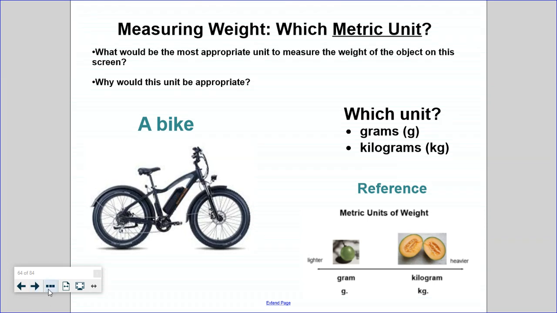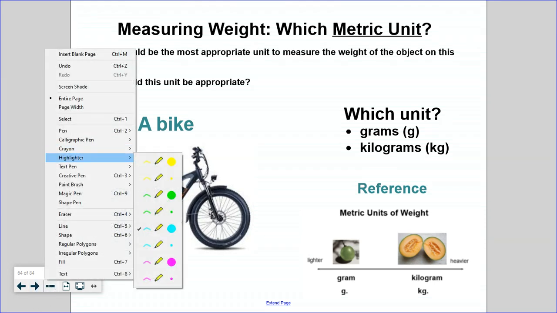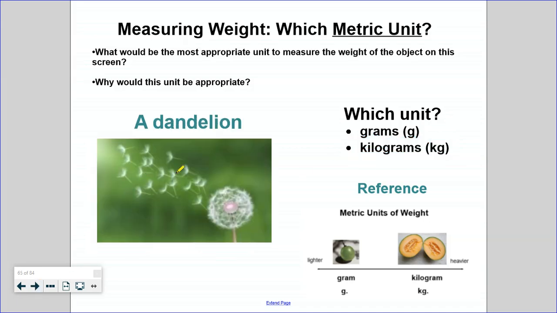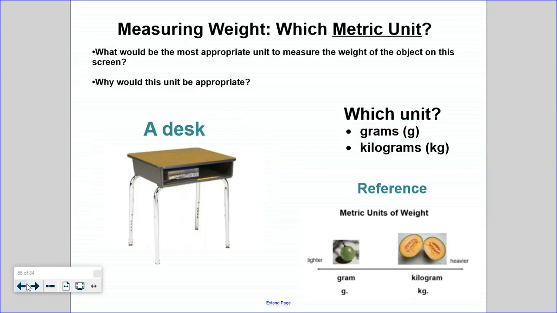All right, so we're going to go through some objects and we're going to decide which unit we would use to measure its weight. Would we use grams? Is it pretty light? Or would we use kilograms? So what do you think for a bike? A bike would be kilograms. Good job. How about a dandelion? A dandelion is very small, and so we would use grams for sure to measure its weight. How about a desk? Pretty heavy, so this would be kilograms.